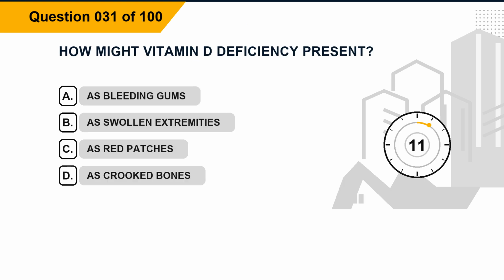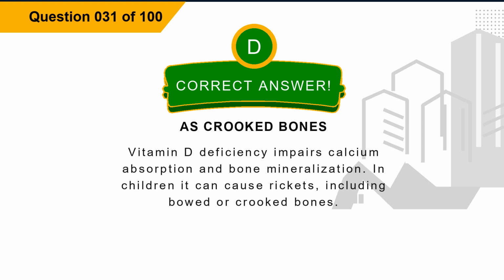Question 31. How might vitamin D deficiency present? Option A, as bleeding gums. Option B, as swollen extremities. Option C, as red patches. Option D, as crooked bones. The correct answer is option D, as crooked bones. Explanation. Vitamin D deficiency impairs calcium absorption and bone mineralization. In children it can cause rickets, including bowed or crooked bones.